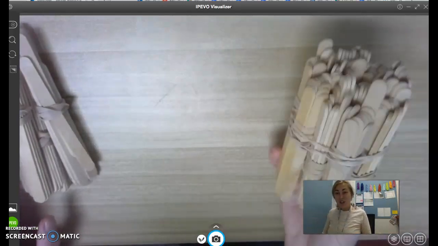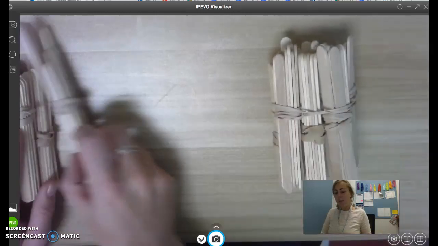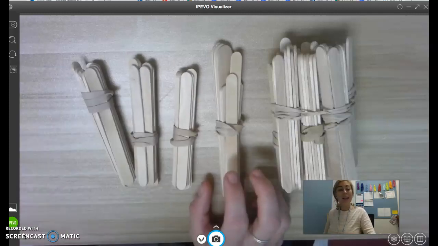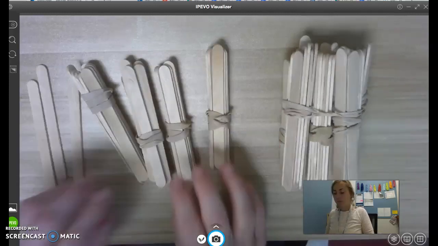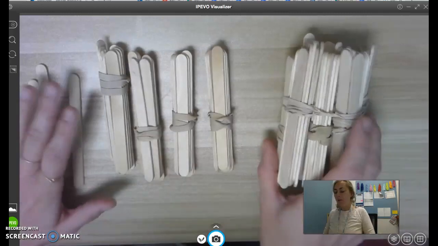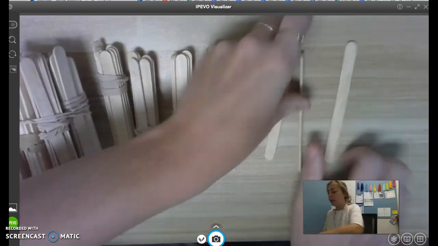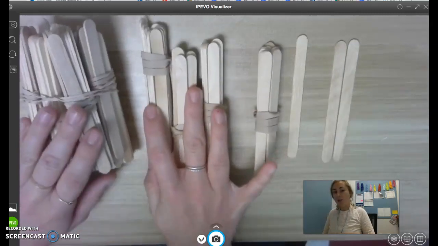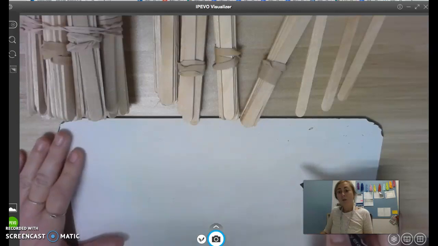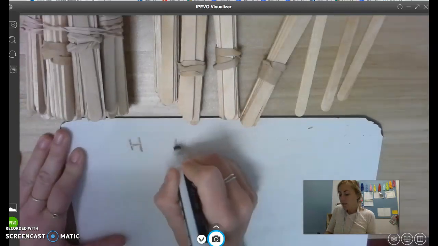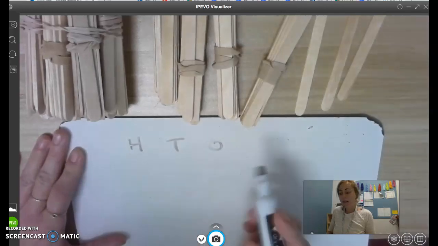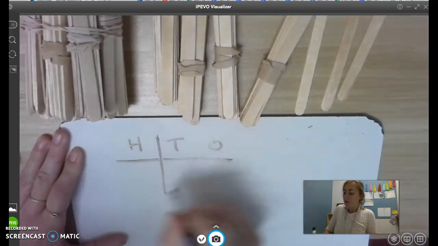So now we've got this giant group of 100 and then we have 4 groups of 10 left. But I have 100, 4 tens, and 3 ones. I'm going to put it in this order so that it's a little bit clearer. I've got 100, 4 tens, and 3 ones. Write this as a number. I'm going to use my hundreds, my tens, and my ones. Just like that. Hundreds, tens, and ones in this place value chart.